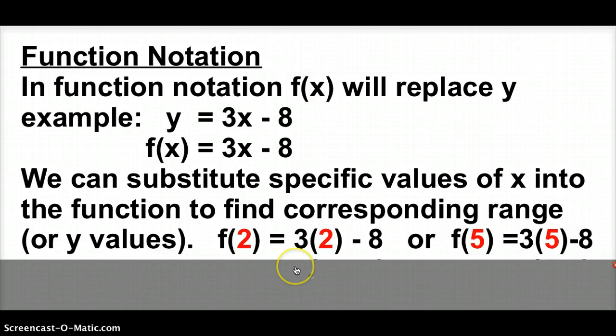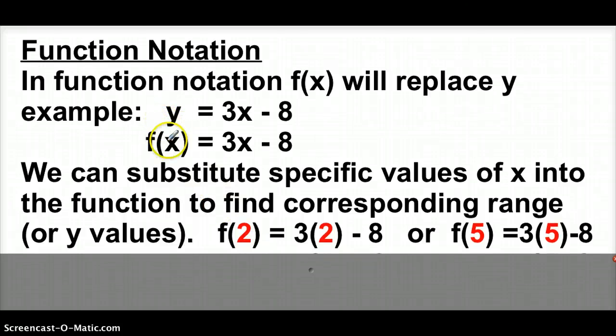So let's look at this one. Let's say that we're plugging 2 in. So we say the function of 2 equals 3, and now we just replace this 2 wherever we see an x. So 3 times 2 here, and then minus 8. And then if we were doing another example, for example, we could say f of 5 equals 3 times 5 minus 8. So all this is saying is we're going to substitute a different value of x in place of every x we see depending on what it is.